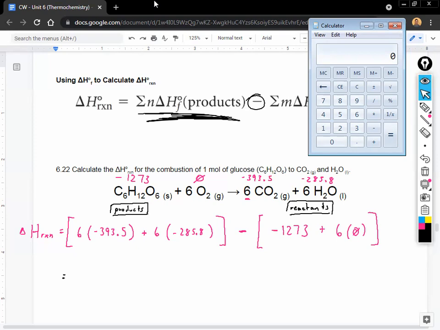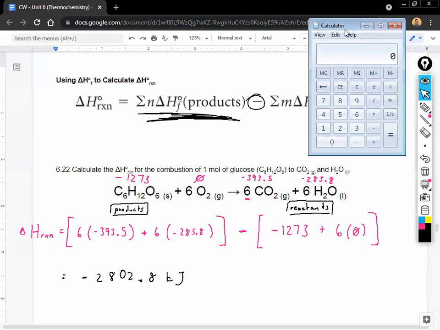All right, so let's finish up this problem. I'm going to give you the final answer before I actually start solving it out. For the final answer, the heat of reaction, you should have gotten negative 2802.8 kilojoules, so something close to that. Okay, so let's go through the calculations.